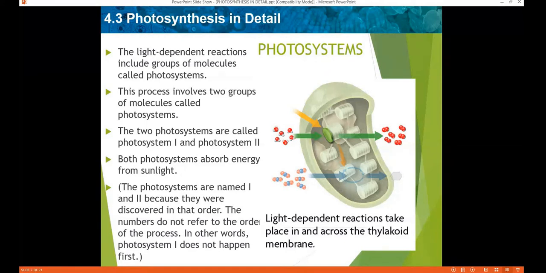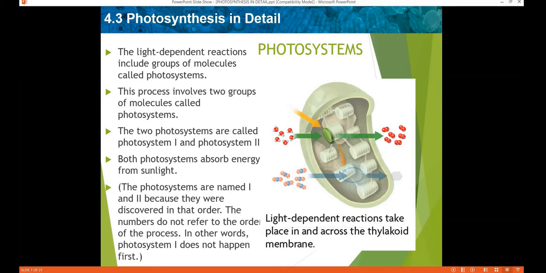Now, what is the function of these molecules, photosystem 1 and 2? They help in the capture and the transfer of the energy in the thylakoid membrane. Okay. So we'll first do an overview of the light-dependent reactions.